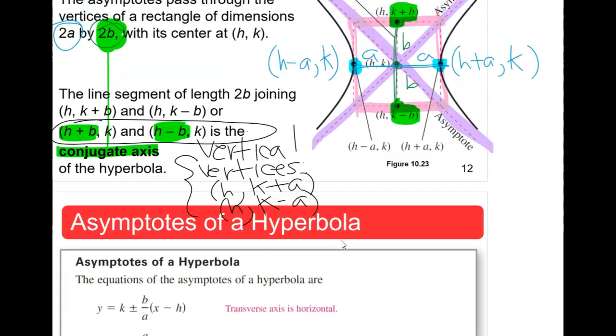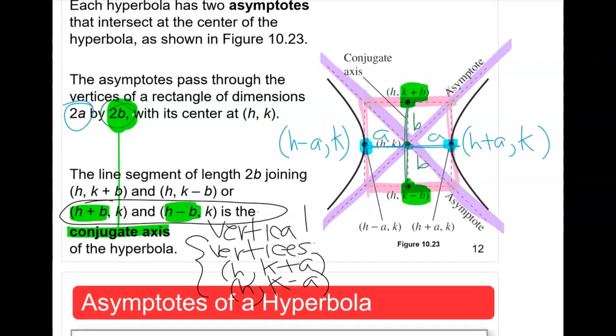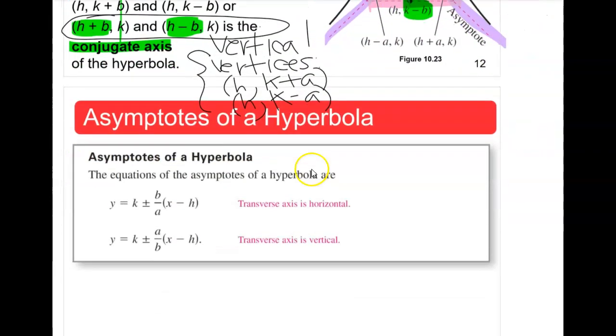To find those, you can see very clearly that they are straight lines, right? So we could consider them linear functions. And they are not part of the hyperbola because they are dashed lines. They're not solid lines like the branches of the hyperbola. So the way we find them is with the formulas that you see here.